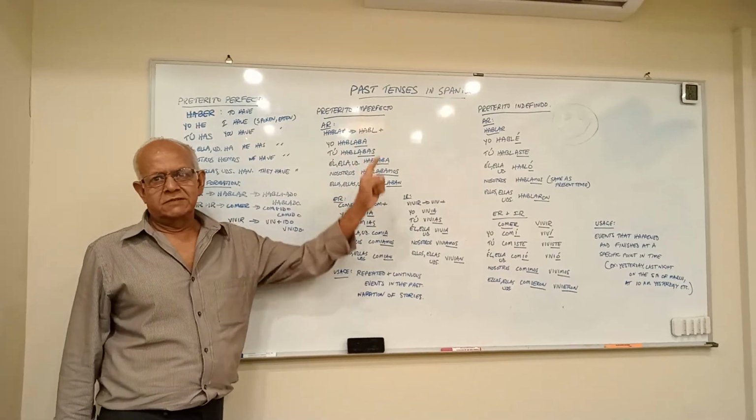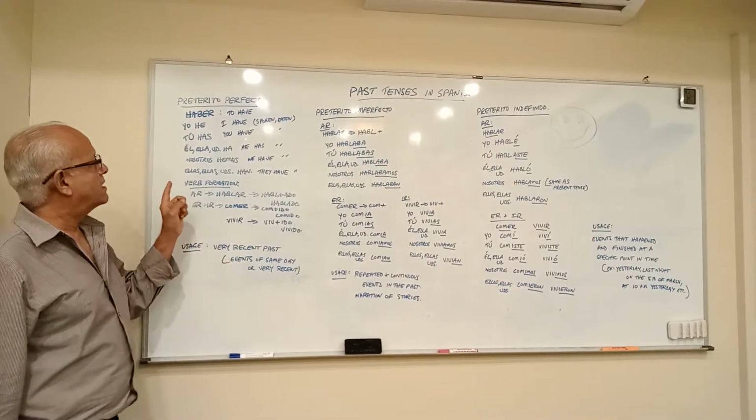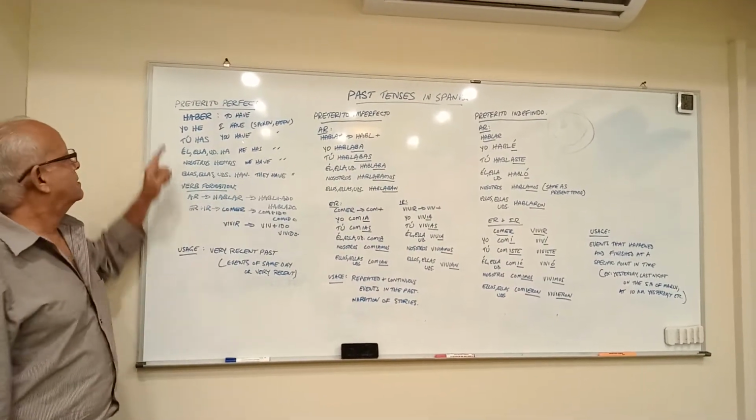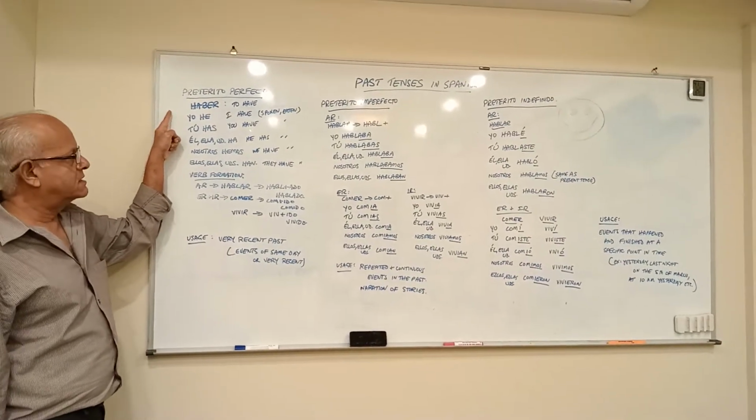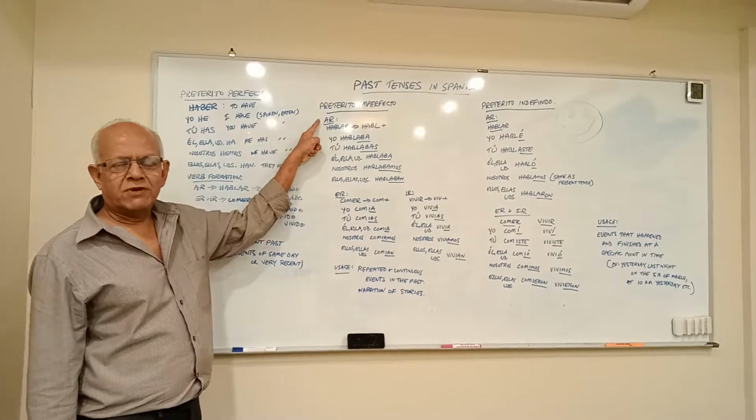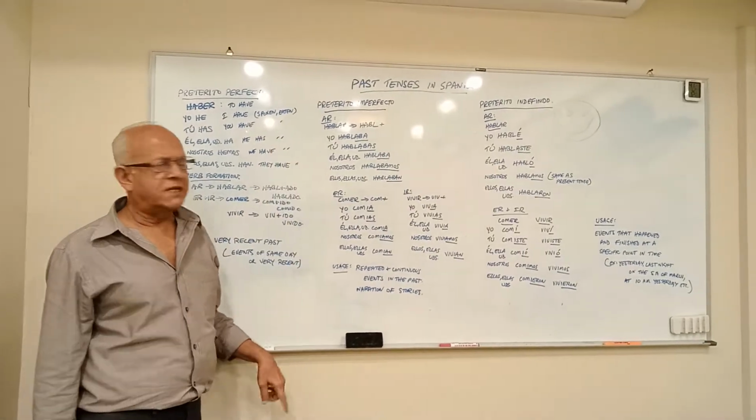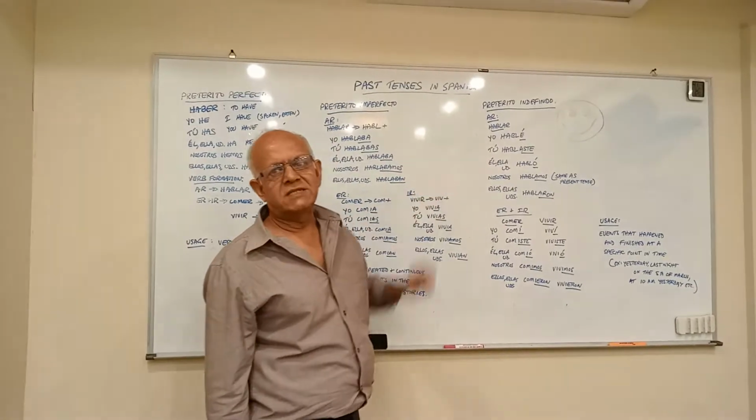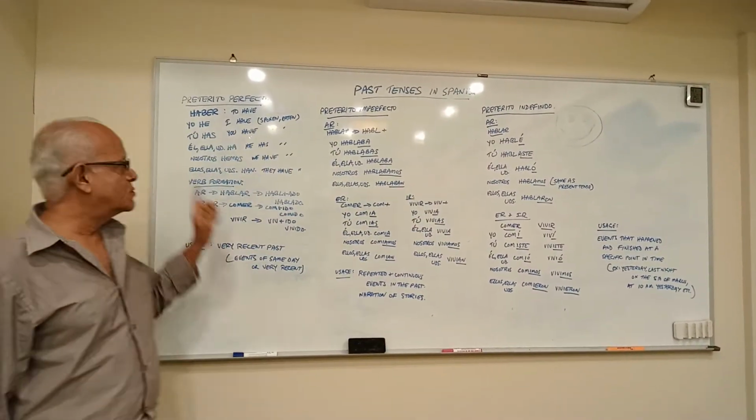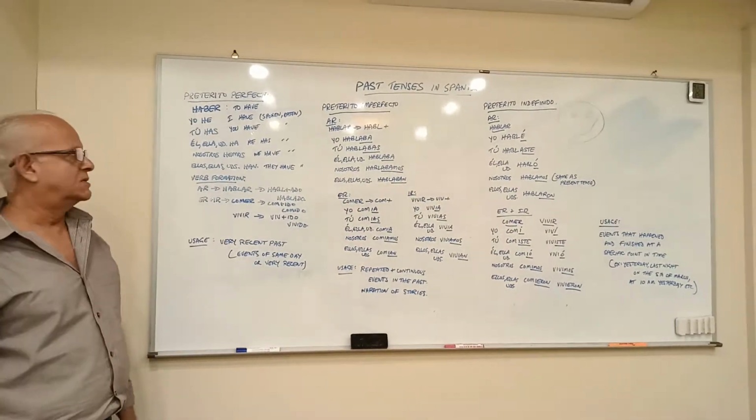This is in Spanish. In Spanish, we have three past tenses. We have the pretérito perfecto, which is the past perfect tense. We have the pretérito imperfecto, which is the past imperfect tense. And we have the pretérito indefinido, which is the past definite tense. Okay, so when do we use each one and how do we use it?